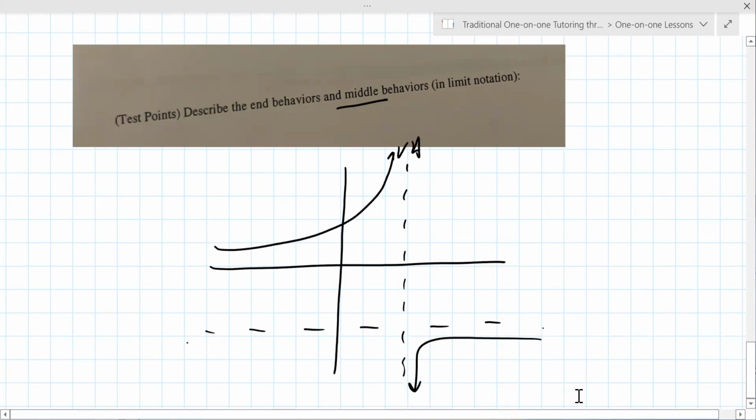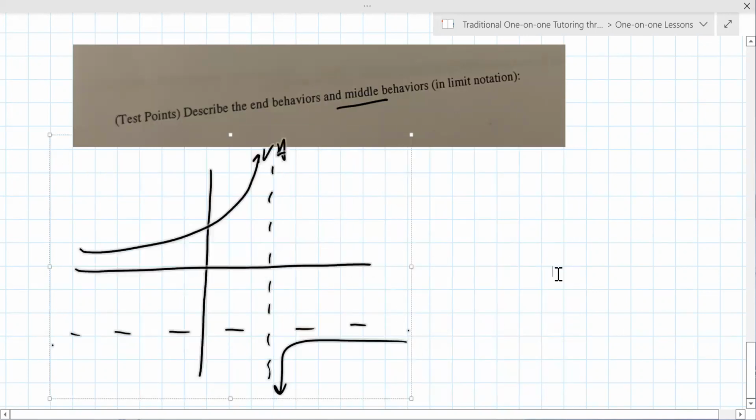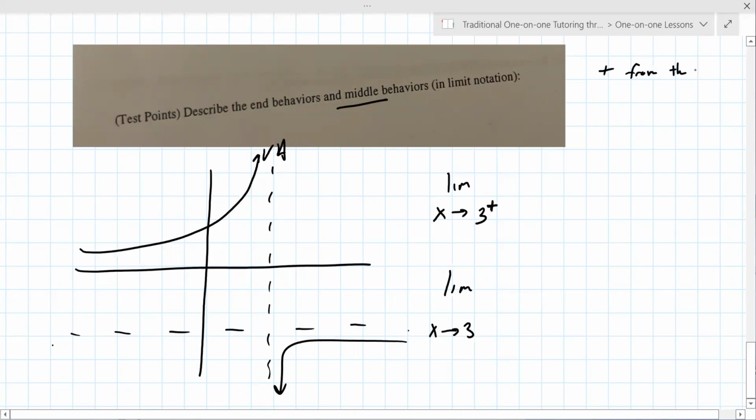I'm just making that brief sketch again of this. So this is the limit as x approaches the vertical asymptote value 3, but we have to do it two ways. We have to do it from the right, and that plus means from the right. That's a calculus thing. And then the minus down here means from the left.